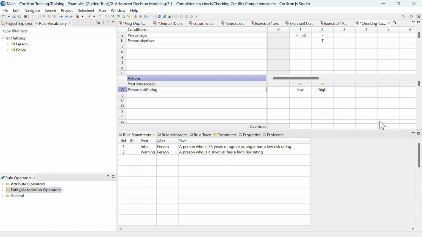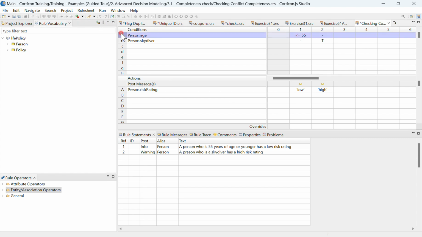Let's start with this example, which shows the completeness checker at work. So here I'm defining rules for the risk level of an individual with various different potentially destructive behaviors, who I am evaluating whether or not to approve or deny a life insurance application for.